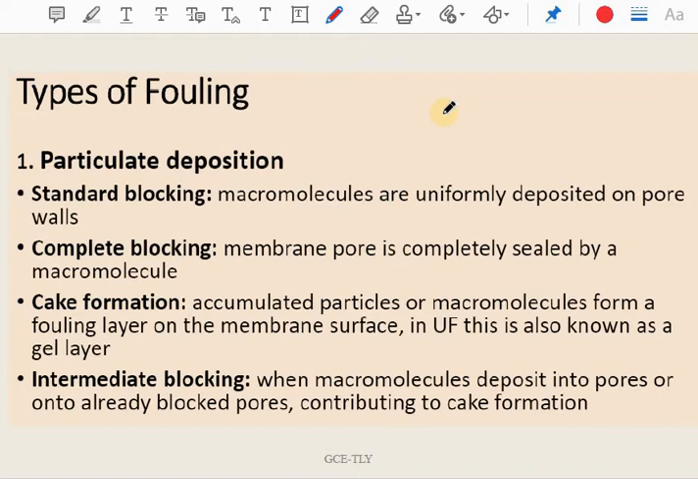Intermediate blocking is when the macromolecules deposit into the pores or onto already blocked pores. This contributes to the formation of cake. Prior to formation of cake, there will be intermediate blocking, and after intermediate blocking, cake formation occurs. When the cake formation thickens, there will be a complete blocking of the membrane.